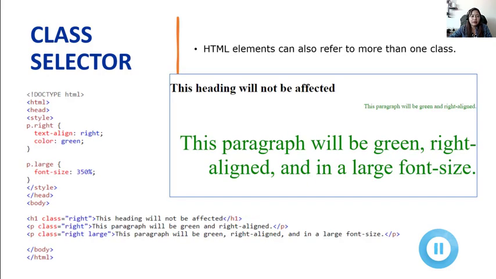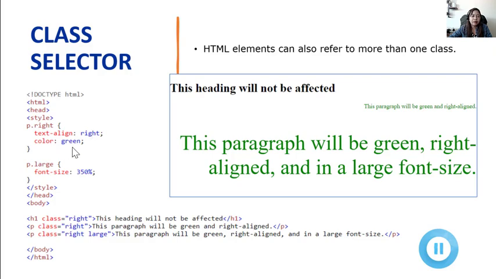Now we move on to another example here. So as you can see here, the HTML elements can also refer to more than just one class. So here we have p.right and p.large. So when you define p.right, this one is a class selector that specifies that the alignment will be right and the color will be green.